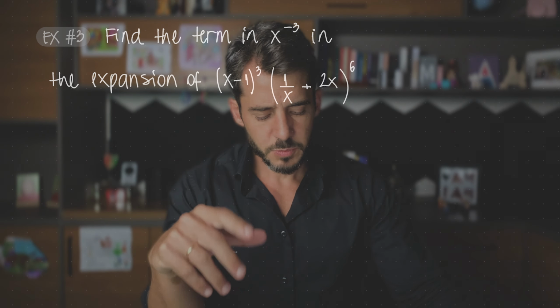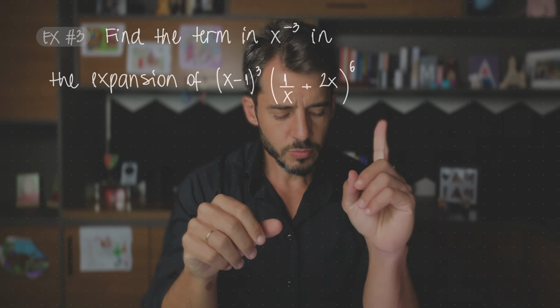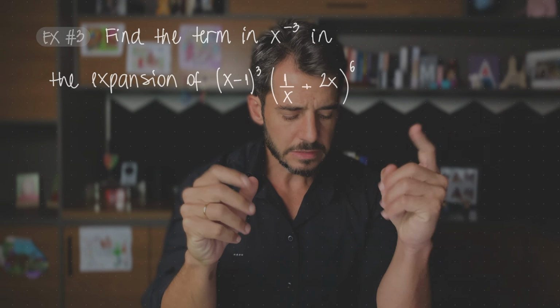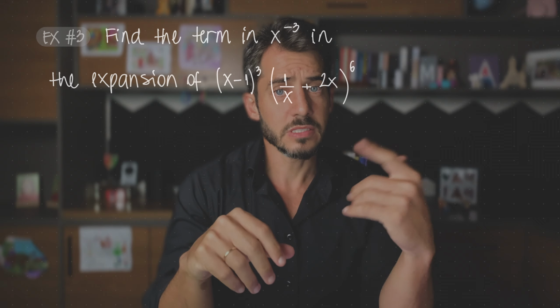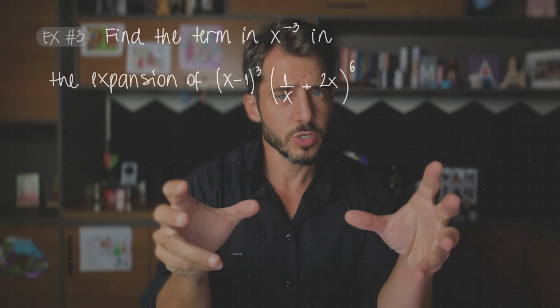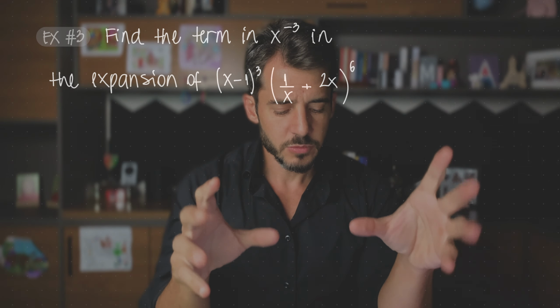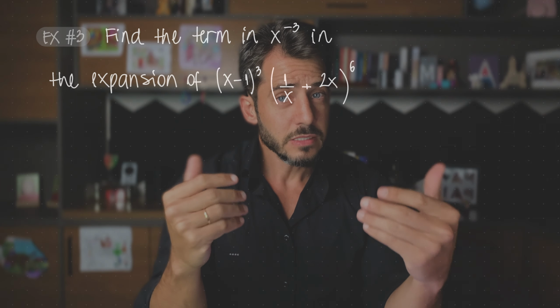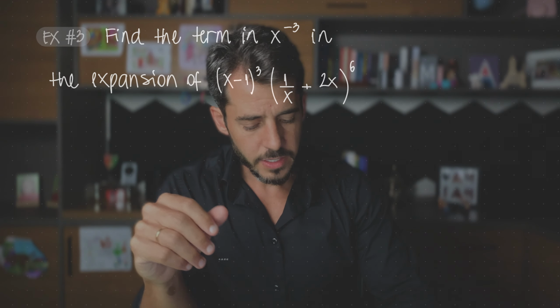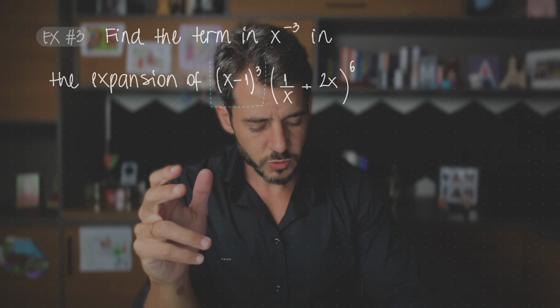All right, so let's jump to exercise number 3. We need to find the term in x to the negative 3 in the expansion of a product of two binomials, x minus 1 cubed times 1 over x plus 2x to the 6th power. When you have this type of question in IB math exams, one of the binomials will be a simpler one. And in this case, I am, of course, referring to x minus 1 cubed.